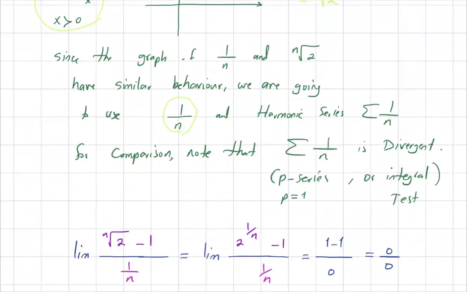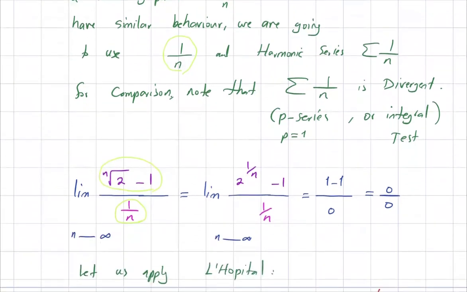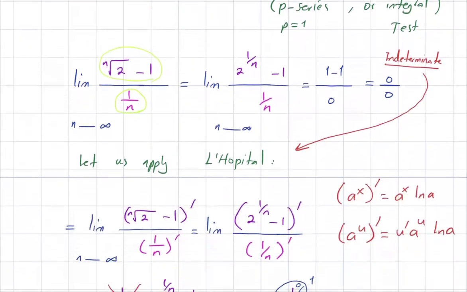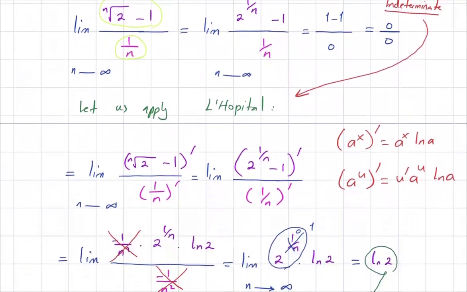But the limit of an divided by bn as n goes to infinity is the limit of 0 over 0, which is an indeterminate form. When you have an indeterminate form, we are interested in using L'Hopital's rule. When you're using L'Hopital's rule, you have to take the derivative of the numerator, take the derivative of the denominator, and simplify as much as you can.